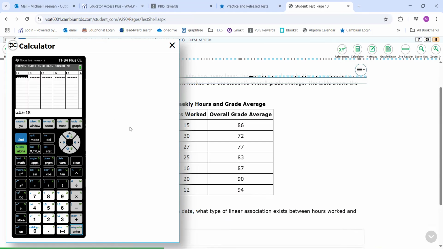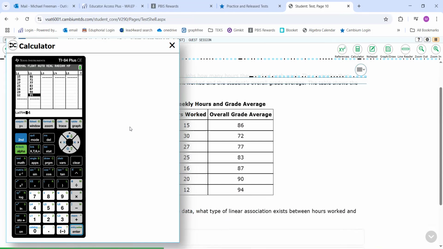So we go in. All right, 15, 30, 27, 25, 16, 20, and 12. Then 86, 72, 77, 83, 87, 90, and 94. Okay. Oh, I always like to do a quick glance. I'm like, oh, that one should have been 90. I should type in 90. Well, that would have messed up our data. All right. So I always do a quick glance, make sure my numbers are right.